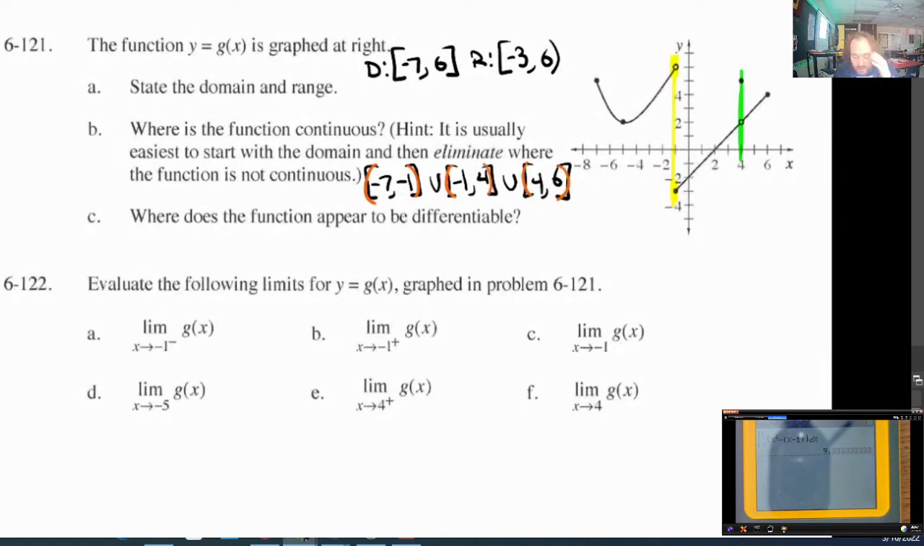Where does the function appear to be differentiable? I would say the exact same answer, honestly. The only thing that causes non-differentiability to happen is if we had a sharp corner, which I don't see on this graph, or a discontinuity, which we already kind of know.